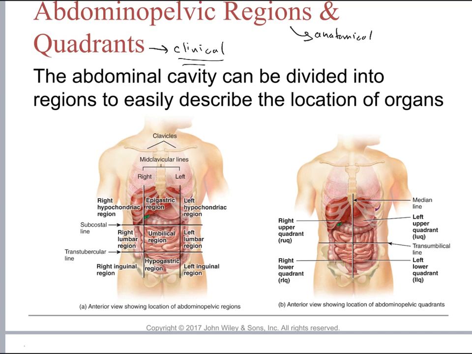Now, how does this work? Let's start with regions. We take the two nipples, and we draw a line straight down from each nipple. We draw a line above and below the belly button. Now, here's where we name these regions. Let's start right in the middle. It's like a tic-tac-toe. By the belly button, if you go back to surface terms, umbilical is that region, so we call it the umbilical region.